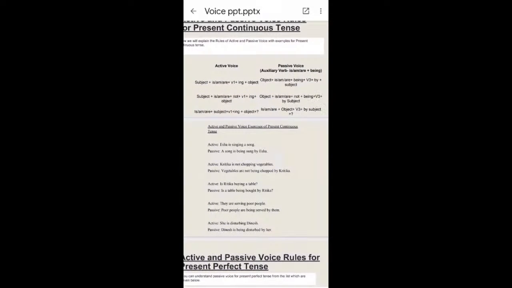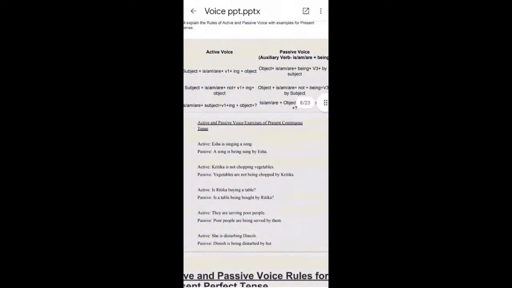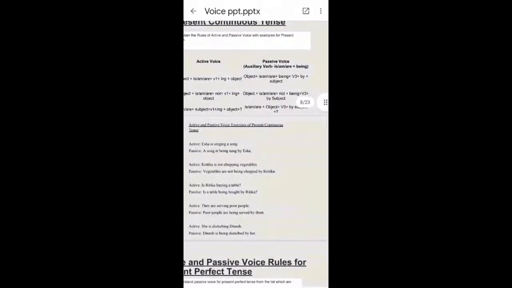You see the second example there. Kritika is not chopping vegetables. Vegetables are not being chopped by Kritika. Vegetables are plural. Remember, Kritika is not chopping vegetables. Why is there? Because is is for Kritika. The subject is singular there. That's why we used is.